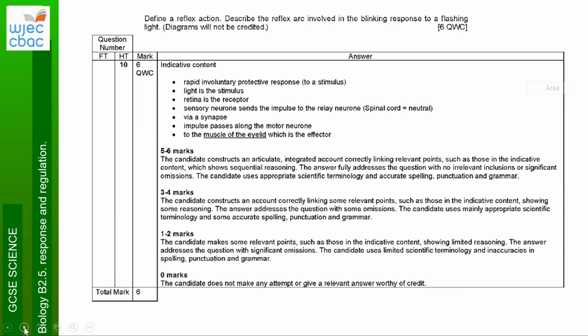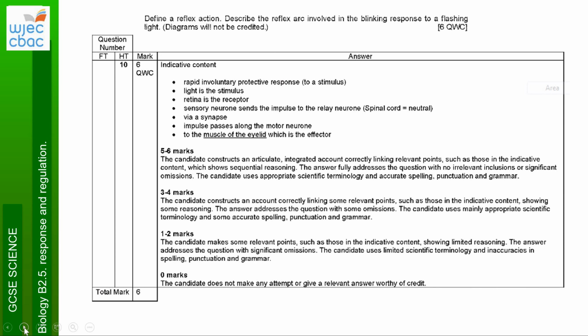So maybe you've only got 2 or 3 of those bullet points, but there's limited reasoning. It addresses the question, but with significant omissions. So there's key information that's missing. The candidate uses limited scientific terminology and inaccuracies in spelling, punctuation and grammar. And then 0 marks would be if you didn't make any attempt or none of the information that was written down was relevant to the answer.